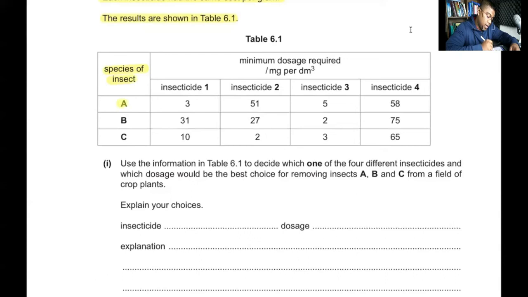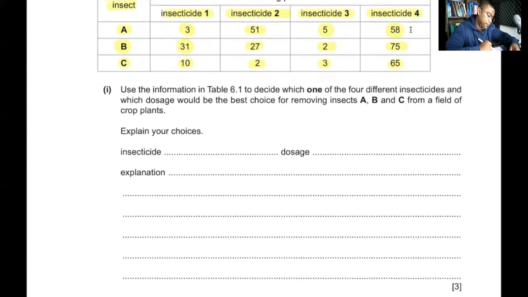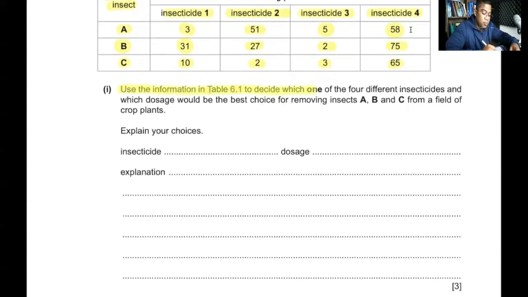Species of insect A: Insecticide 1, 3. Insecticide 2, 51. Insecticide 3, 55. Insecticide 4, 58. Species B: Insecticide 1, 31, 27, 2, 75. C, 10, 2, 3, 65. Use the information in table 6.1. Decide which one of the four different insecticides and which doses would be the best choice for removing insect A, B, C from a field of cropland.